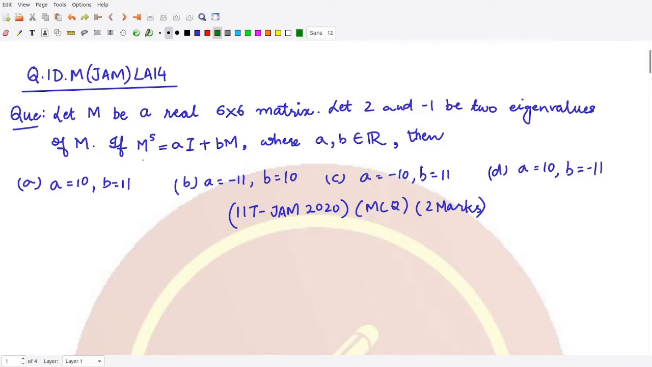Now they are saying M raised to power 5 is equal to A times the identity matrix plus B times the matrix M. Obviously the order of the identity matrix would be 6 cross 6 only, where A and B are some real numbers. Then what is the value of this real number from the information that is given to us? So here the solution is pretty simple. All you have to do is use this polynomial in order to get the values of A and B.